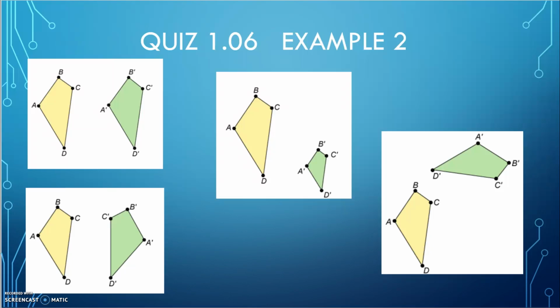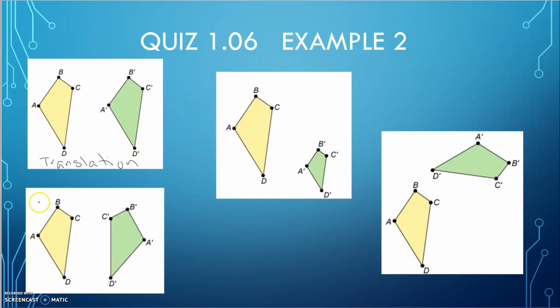So we look at this first one here, and we see that the points all stayed in the same place. They just slid over. And so this is a translation.